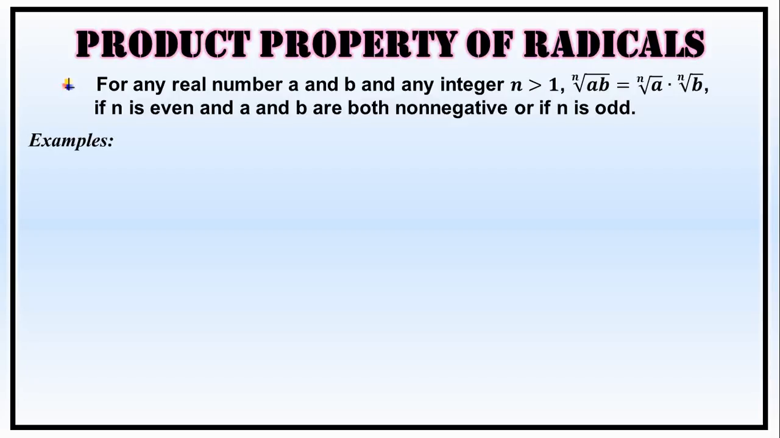Consider these following examples. Example number 1, square root of 16. First, we have to factor this into its squares. So we have the square root of 4 squared. Then simplify. So it will become equal to 4. So the square root of 16 is equal to 4.